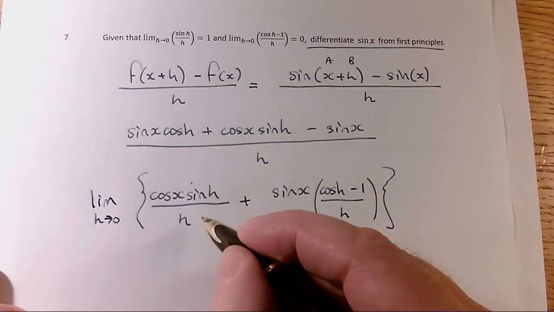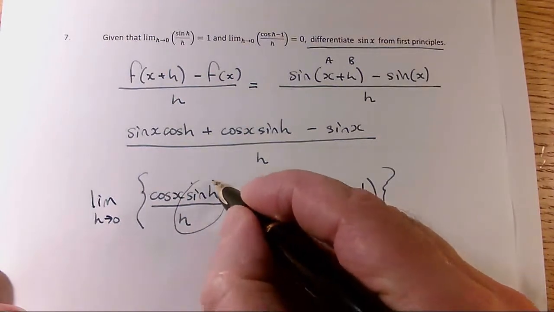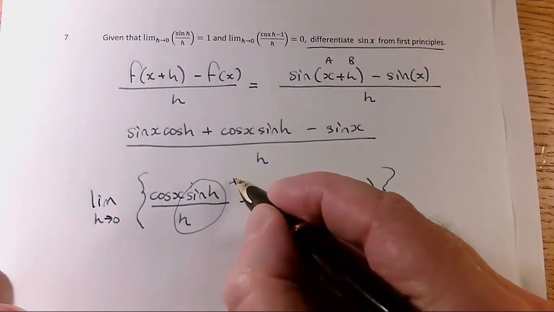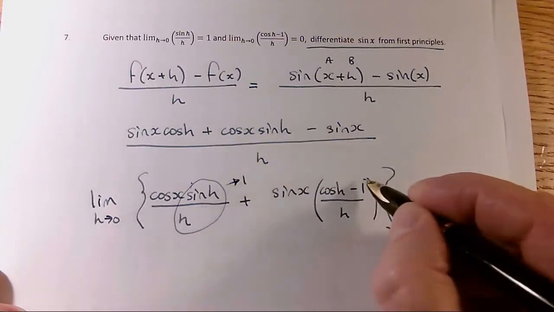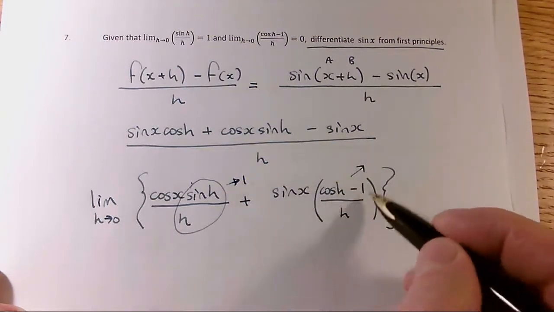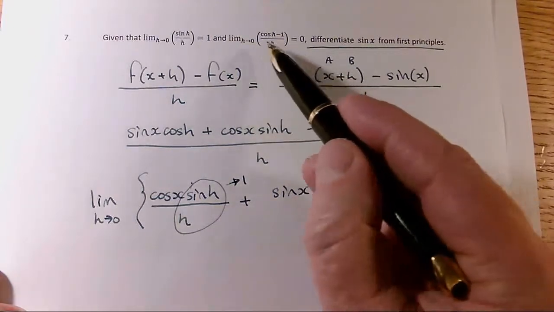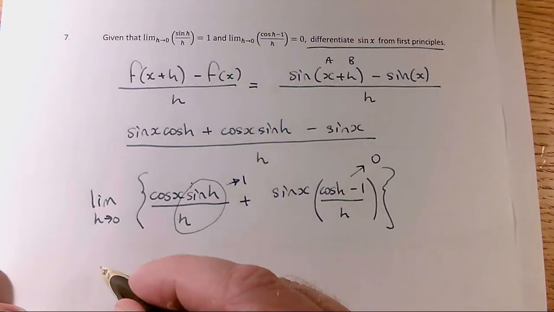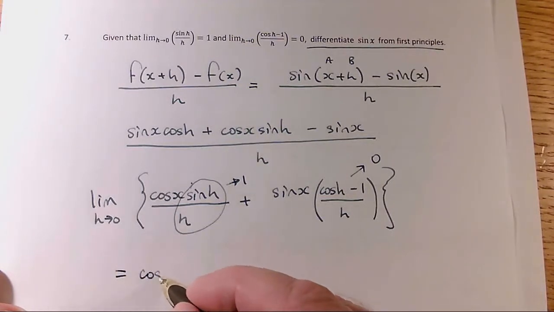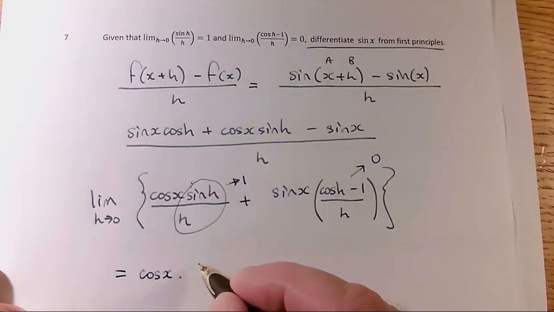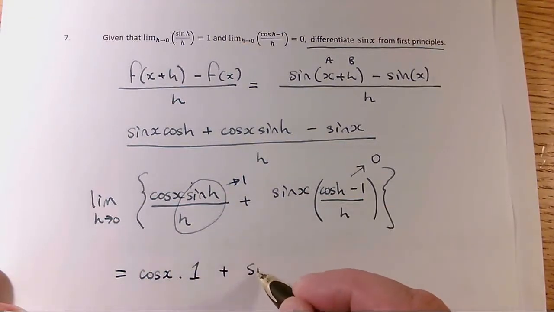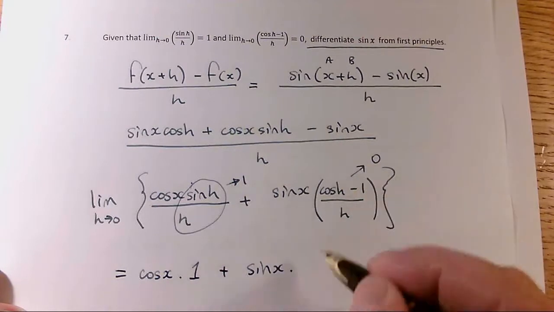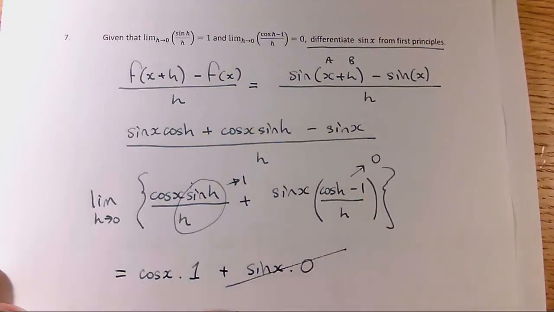Okay, well, this sine h over h tends to 1, and this term here, cos h minus 1 over h, I'm told the limit of that as h tends to 0 is 0. So this limit is cos x times the limit of this, which is 1, plus sine x times the limit of this, which is 0. So of course that term disappears.